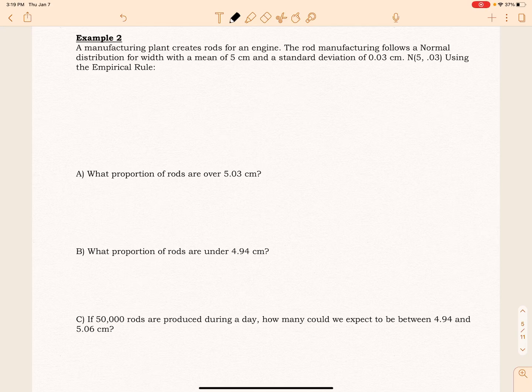Okay, AP Statistics, we are looking at example 2 for Unit 6. So this is another empirical rule example. We have a manufacturing plant creating rods for engines, and they follow a normal distribution for the width with a mean of 5 centimeters and a standard deviation of 0.03. So there's our normal parameters. We're going to use the empirical rule as stated in the problem.